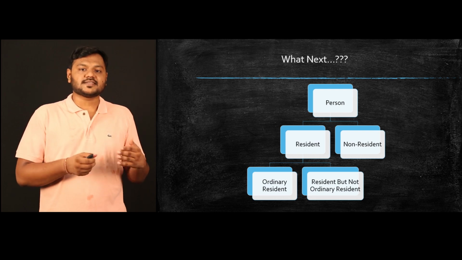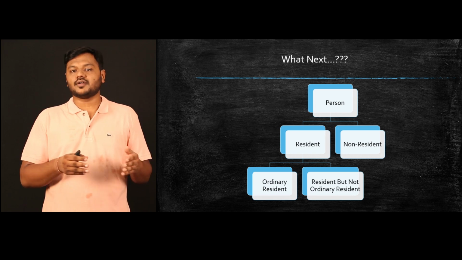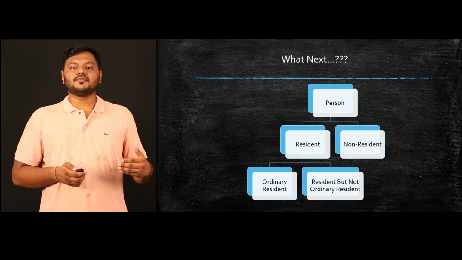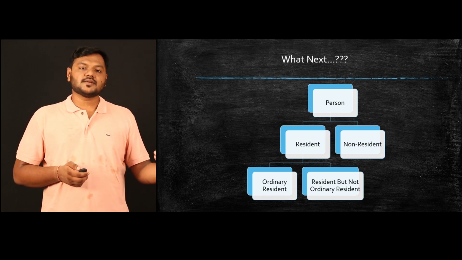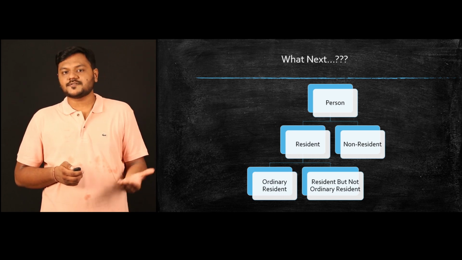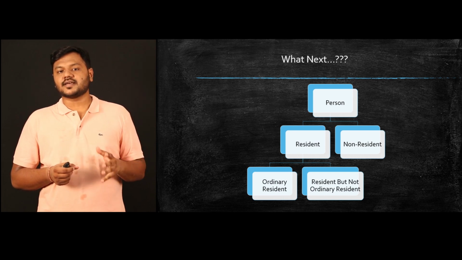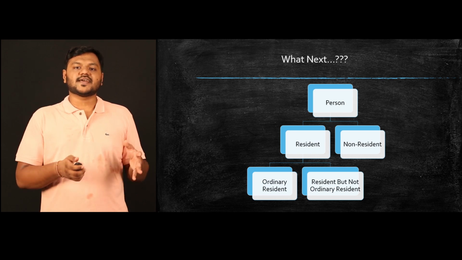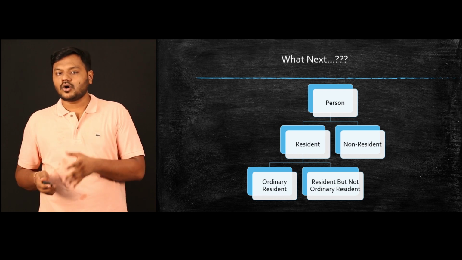Now, if a person is a resident, in that case, he can be either an ordinary resident or a resident but not an ordinary resident. So, if he is able to fulfill the condition of 2 years out of 10 years, and if he is able to satisfy the condition of 730 days out of 7 years, if he is able to fulfill both the conditions, in that case he will be considered as an ordinary resident. But if he is not able to satisfy any of the conditions, in that case he will be considered as a resident but not an ordinary resident.